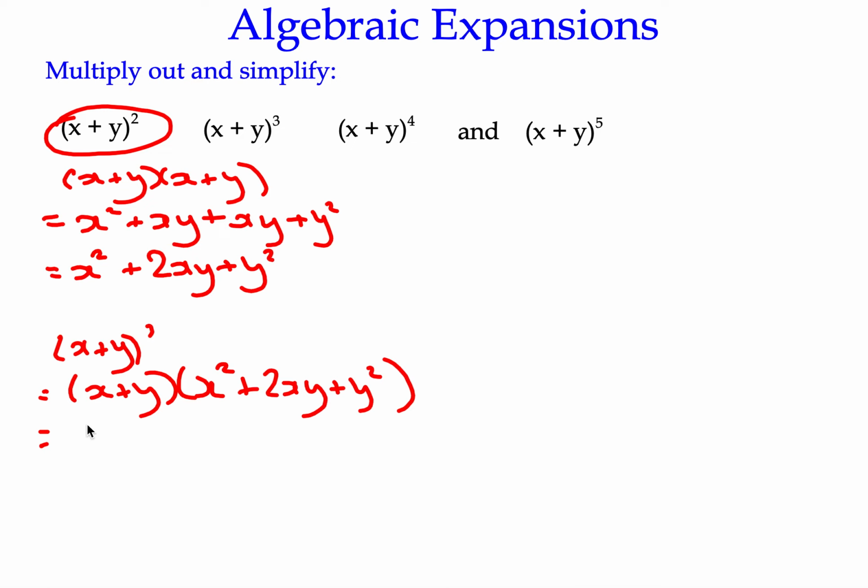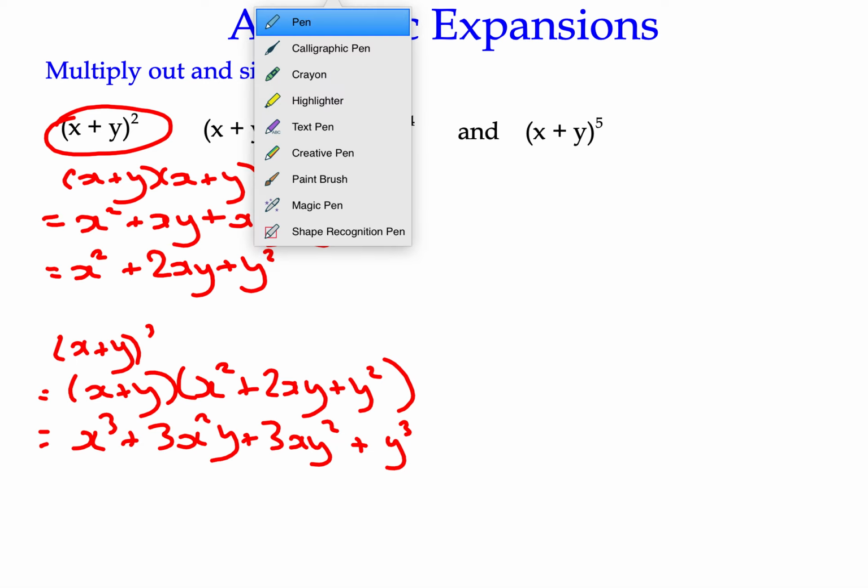Suffice to say that I'll tell you what the answer is. The answer is x cubed plus 3x squared y plus 3xy squared plus y cubed. I just know that, okay? Not because I'm some kind of mathematical genius, but because I know the pattern.